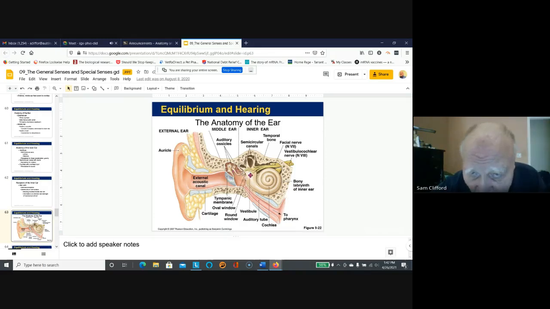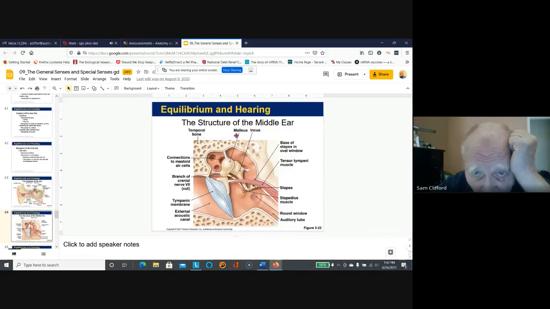That vibrating information goes into the cochlea, and that's where hearing is processed. The semicircular canals, that's part of the equilibrium process. So here's the middle ear. Here's the eardrum. Here's the three bones, the malleus, the incus, and the stapes.